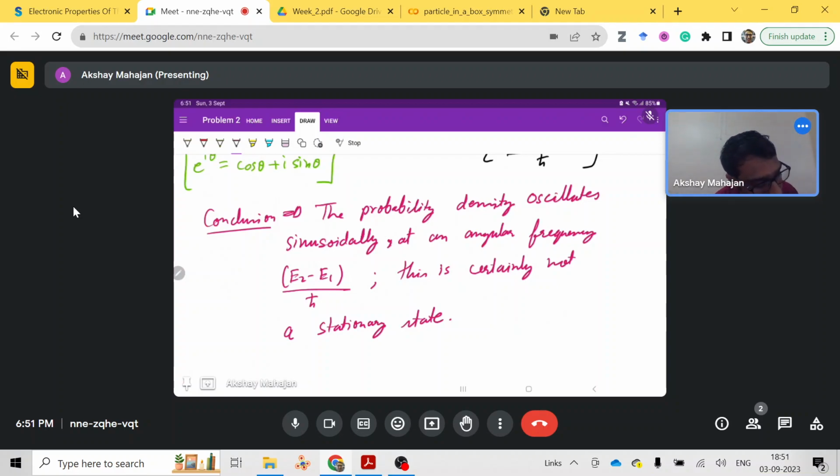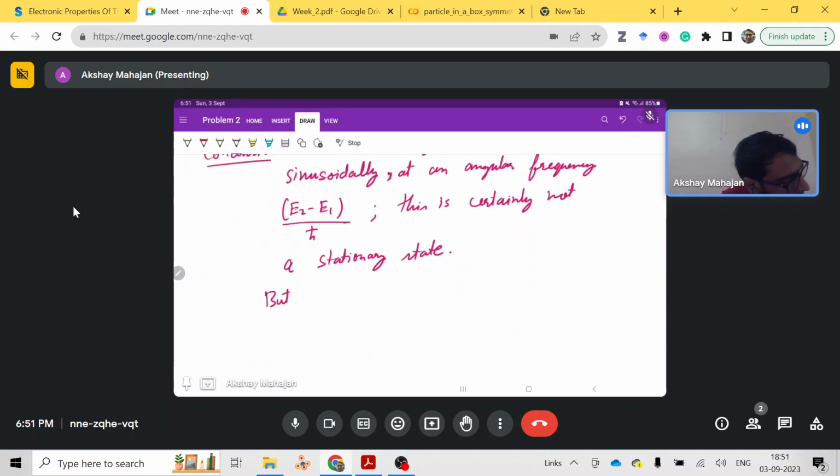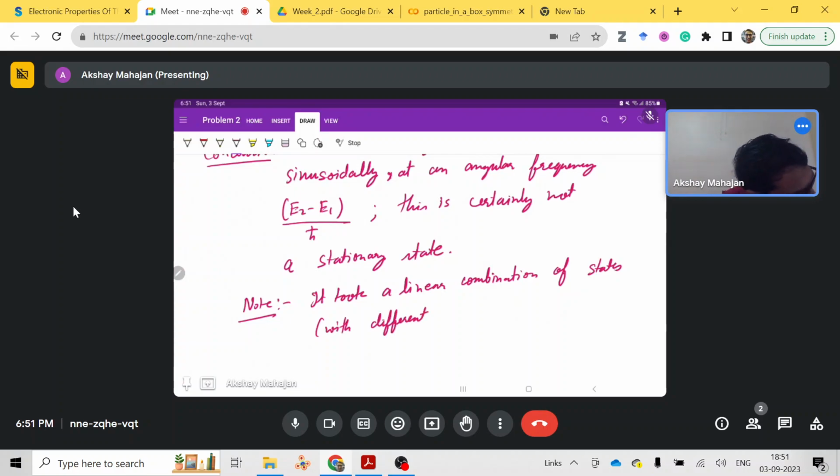Alright. But there is something we can note: it took a linear combination of states with different energies to produce motion.